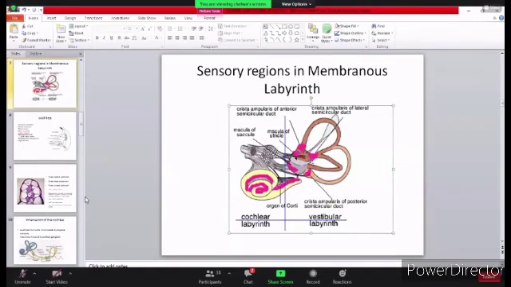What do you find in here? Hair cells, okay? Specifically covered by the cupula, okay? And the otolith. And then you come to the vestibule. Vestibule, also part of equilibrium.